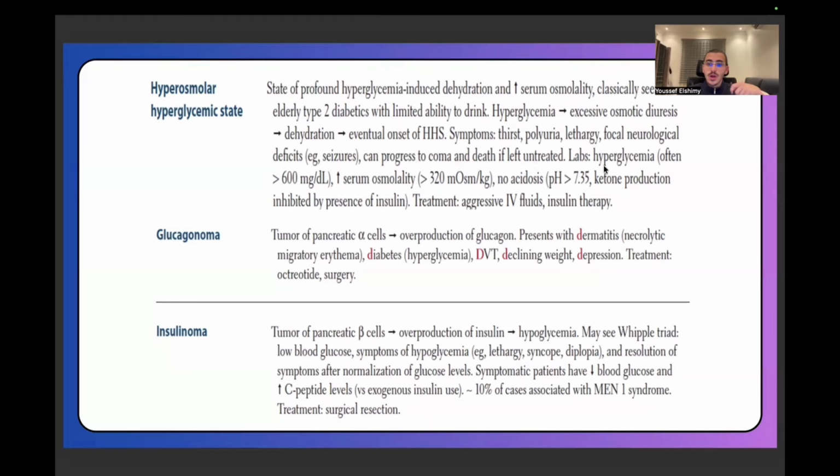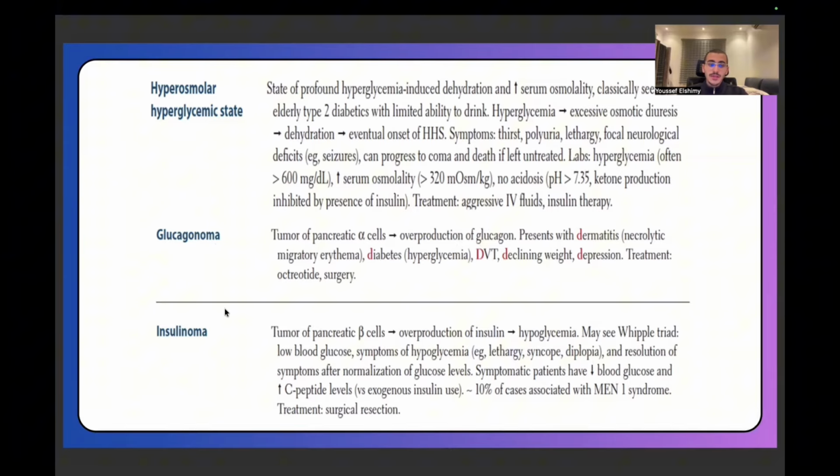So what would the lab show? Hyperglycemia, because of the type 2 insulin resistance, as well as increased serum osmolality, because glucose has a high osmolality effect, as well as there is no acidosis because you still have insulin. So in order to differentiate between hyperosmolar hyperglycemic state and diabetic ketoacidosis, there's no acidosis, there's no ketone body production, because there's still insulin that protects the person from ketogenesis. And for the treatment, you give IV fluids, and you don't have to know the treatment.